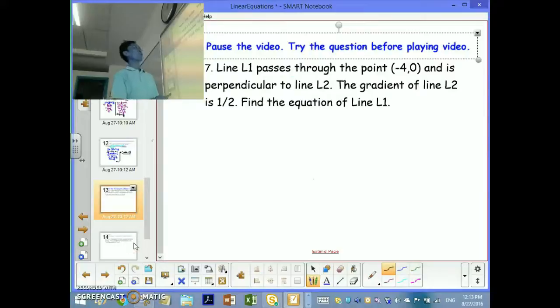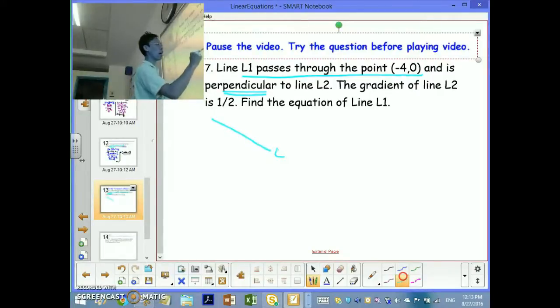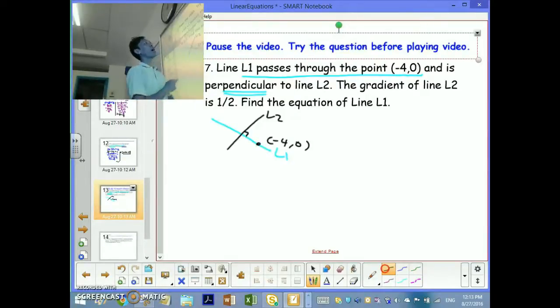Let's try another problem. Alright, once you're ready, press the video again. So say the line L1 passes through the point negative 4, 0 and is perpendicular to L2. Now I would like to sketch, so this is L1 and it is perpendicular to another line L2. And it passes through a point, for example, negative 4 and 0. And the gradient of line L2 is half. So the gradient here, that is m2, is equal to half. So I'm writing up the information here. And what we want is to find the equation of L1.